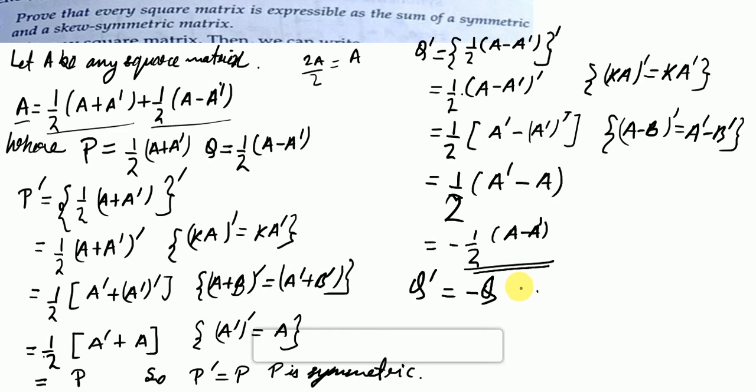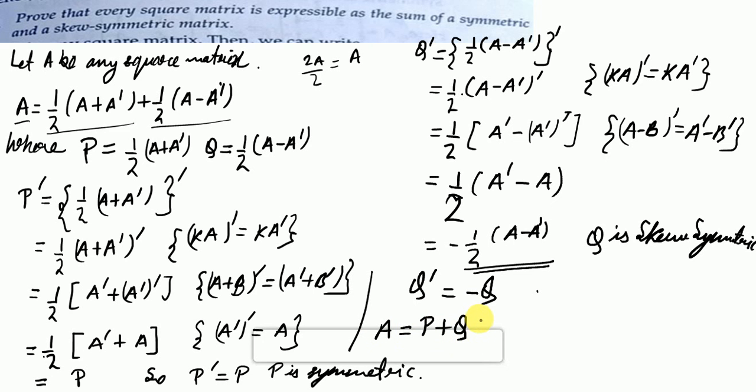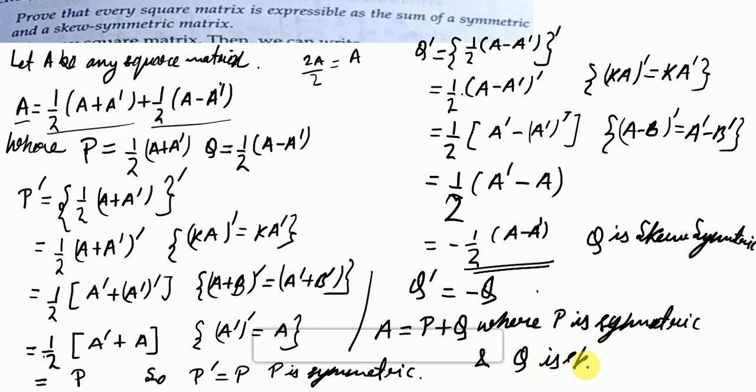So Q is skew symmetric, and A is equal to what? A is equal to P plus Q, and here P is symmetric and Q is skew symmetric.